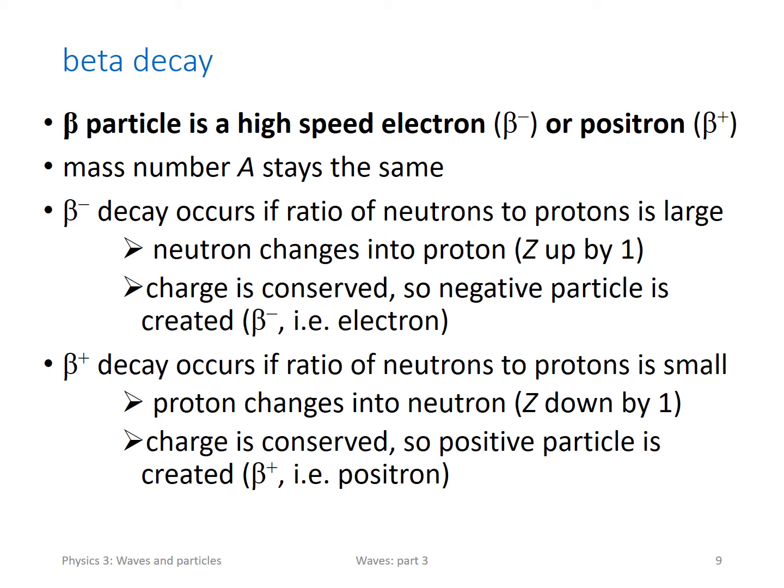Because beta decay involves either a neutron turning into a proton or a proton turning into a neutron, but in either case the total number of nucleons doesn't change. Beta minus decay occurs when we tend to have relatively larger number of neutrons compared to protons. Beta minus decay is when a neutron changes into a proton, so the atomic number goes up by 1.